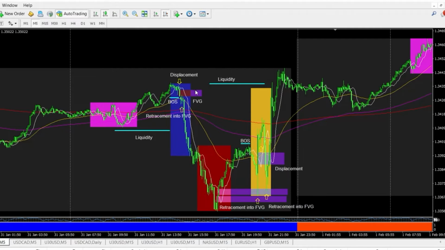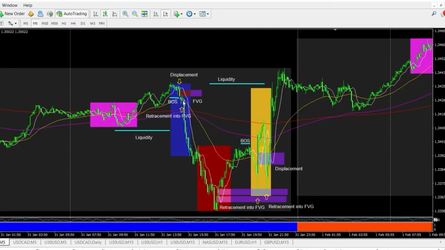A fair value gap is also created, and importantly, liquidity has been taken. So price retraces back into that fair value gap, and that is an entry. But if you're a little squeamish and don't want to enter so quickly, you can wait for a swing high to be created. And again, a swing high is a candle that has lower candles to the left and to the right of it. This is a swing high. This is your entry.